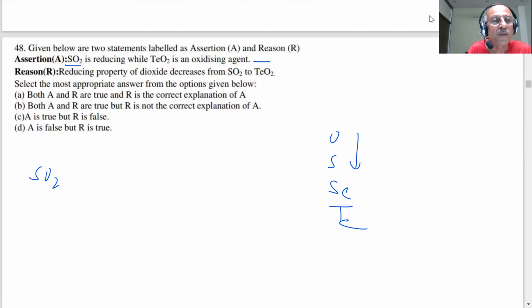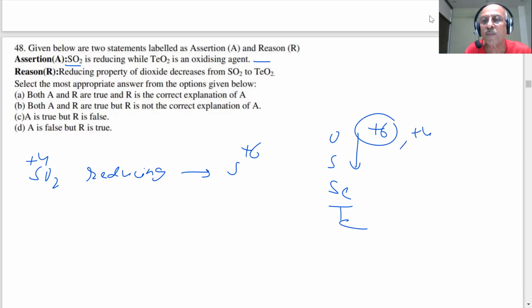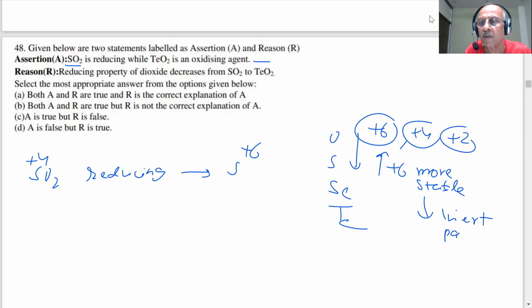SO2 is in the +4 oxidation state, and reducing means it will undergo oxidation and go to the +6 oxidation state. You know, the +6 state is very stable. You have +6, +4, and +2 states, and up the group +6 is more stable, and down the group, due to the inert pair effect, the lower oxidation state becomes more stable. So sulfur dioxide will get oxidized to SO4 2-. So this is a reducing agent while TeO2 is not. This statement is true.